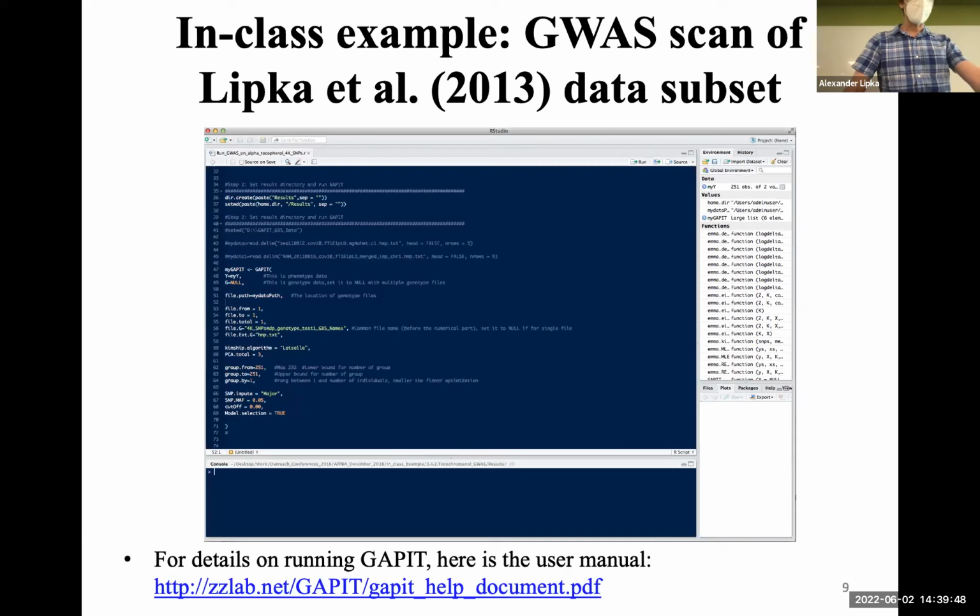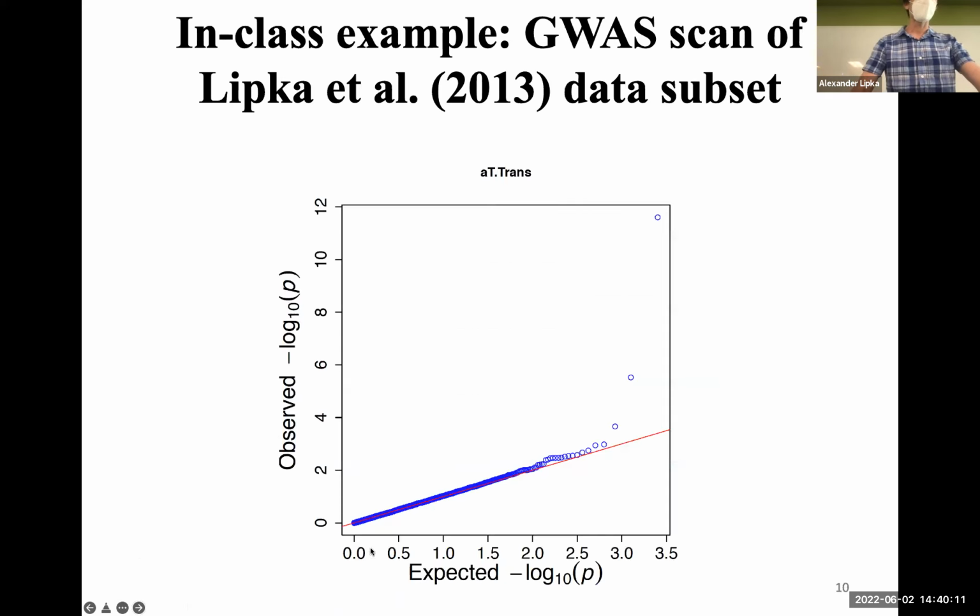And here's the second half of the R script. GAPIT was co-developed by myself and Professor Shiwu Zhang when we were both in the Buckler lab at Cornell. If you want to look at details on the latest and greatest of GAPIT, please go to Professor Zhang's website, provided over here for the user manual.